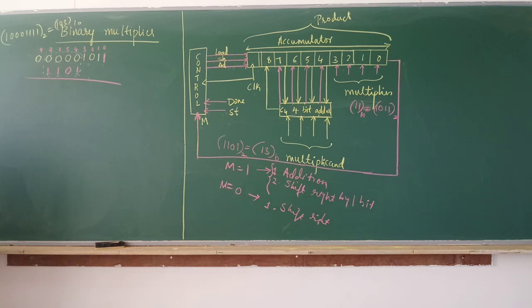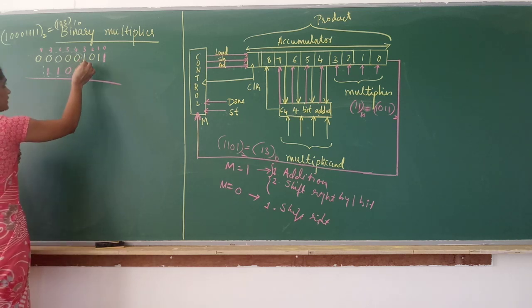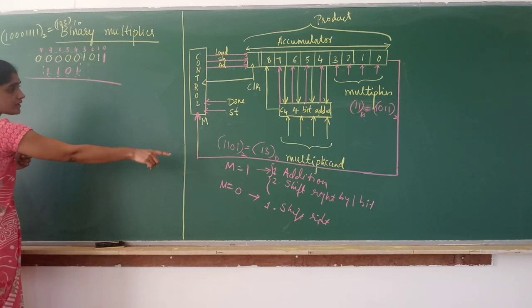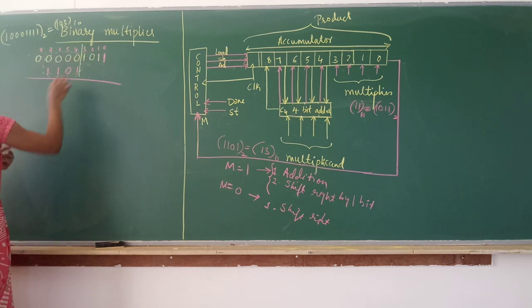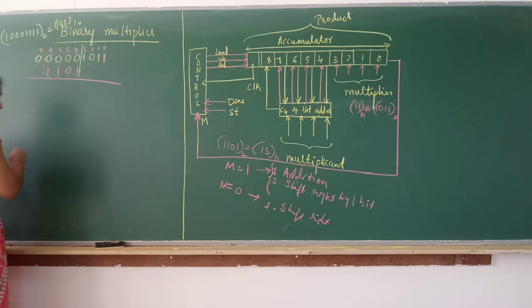Let me also write a separation line between the product and the multiplicand. Multiplicand is what? 1101, right? So this is the multiplicand. So now add these two. First addition, right? If m is equal to 1, first addition. 0 plus 1, 1. 0 plus 0, 0. 0 plus 1, 1. 0 plus 1, 1.